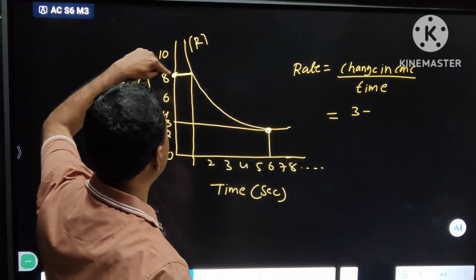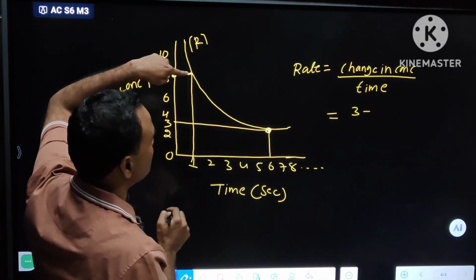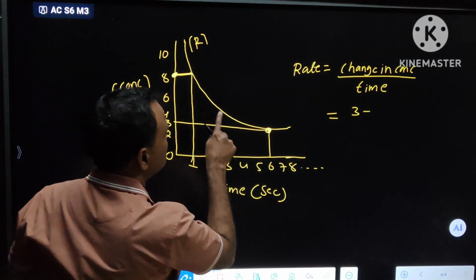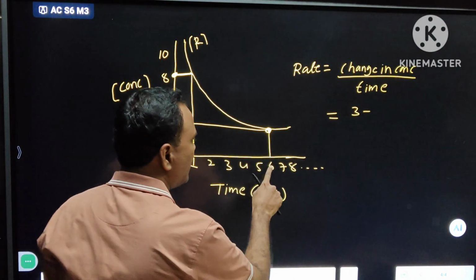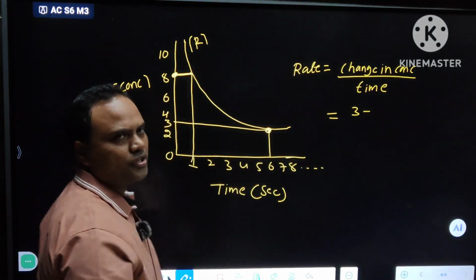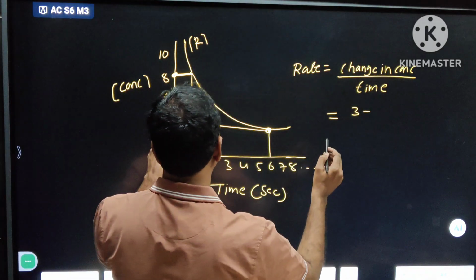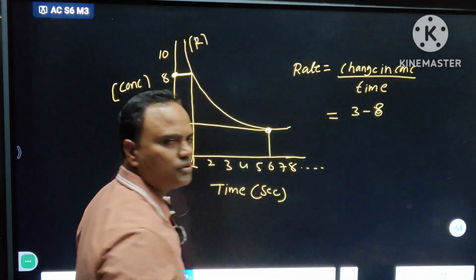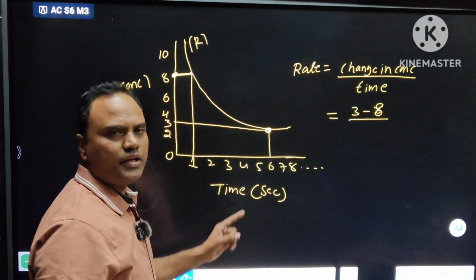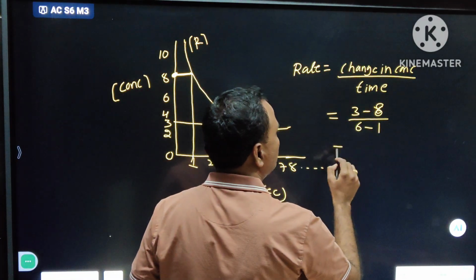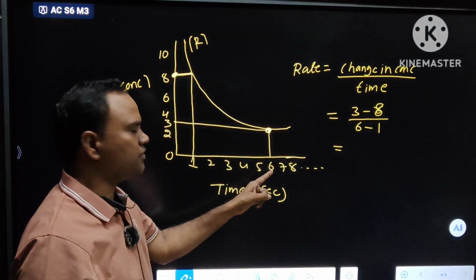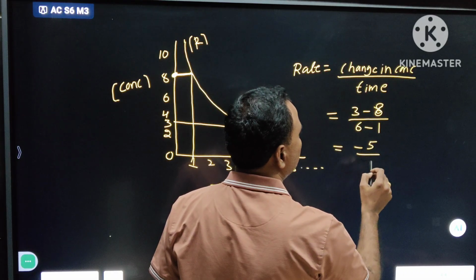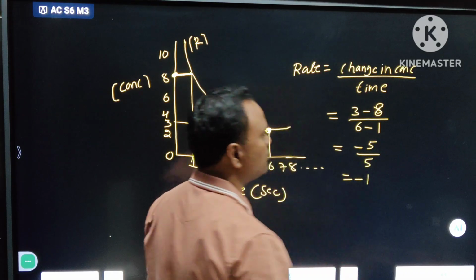At 1 minute, what is the concentration? 8 molar. So as time proceeds, slowly the concentration decreased. Right? And at 6 minutes, the concentration became 3. So the final concentration is 3 and the initial concentration is 8. Clear? By final time 6 minus initial time 1. So here we will get -5 divided by 5, that is equal to -1.